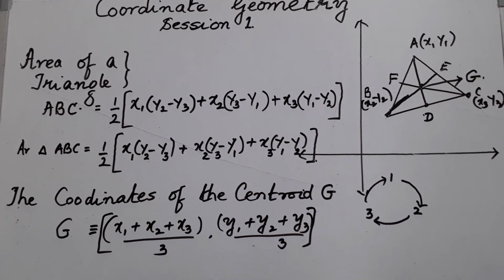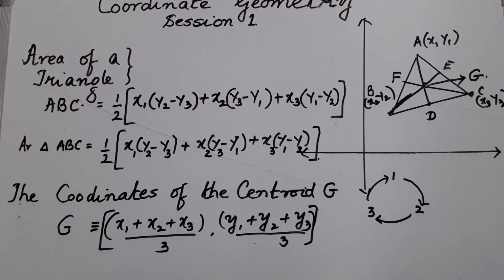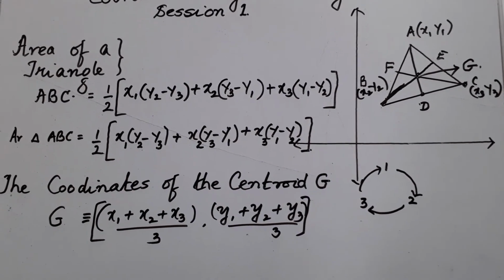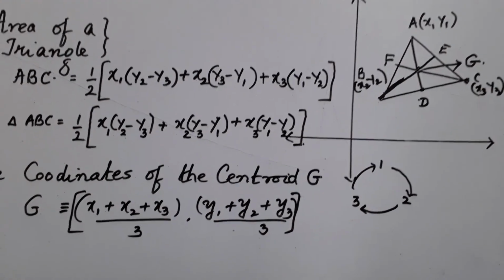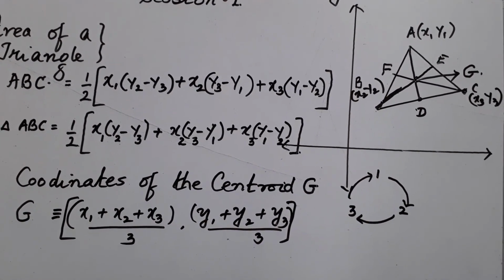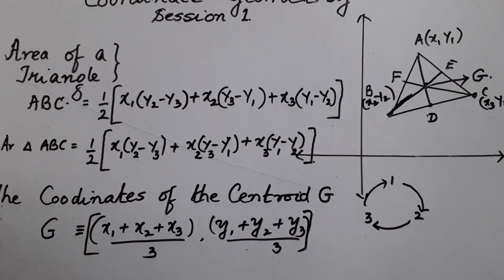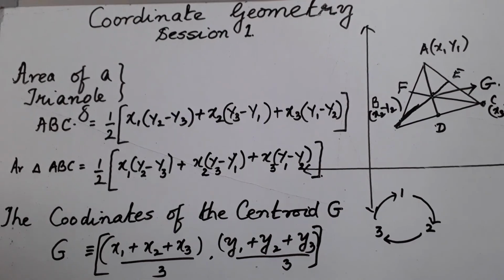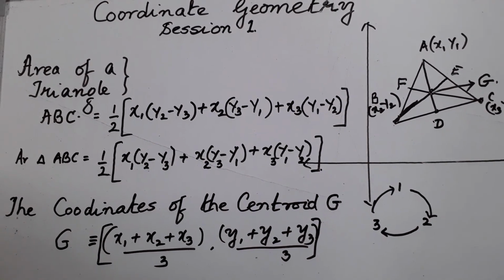And the last formula, the coordinates of the centroid. Again I repeat, in a triangle you will have three medians and all the three medians will pass through the same point called as centroid, denoted by G. And the coordinates of the centroid are x1 plus x2 plus x3 by 3 and y1 plus y2 plus y3 by 3.